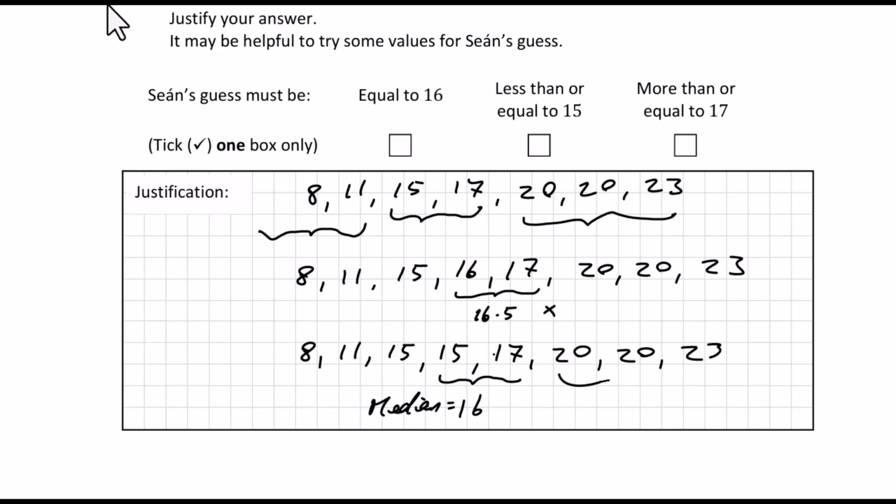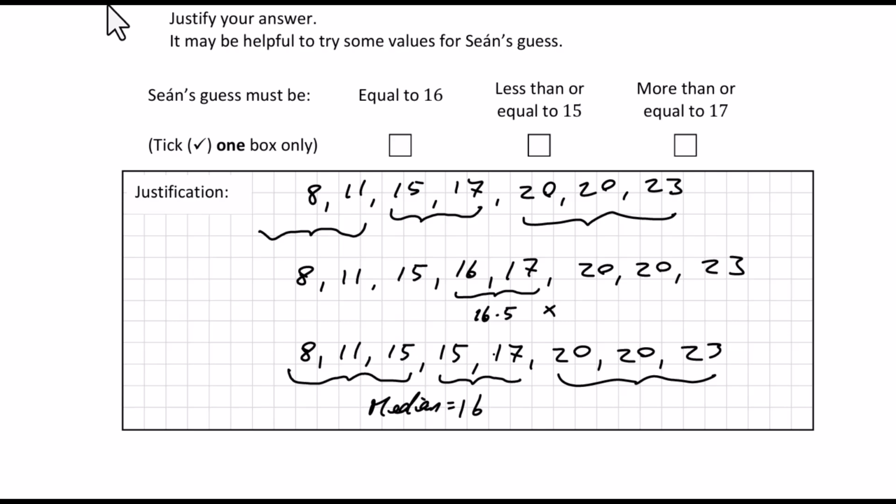So because we have 3 on the right hand side and we have 3 on the left hand side of those 2 middle numbers. So 15, if we put in 15, that works. So equal to 16 doesn't work. Less than or equal to 15 could work. More than or equal to 17 is not going to work.